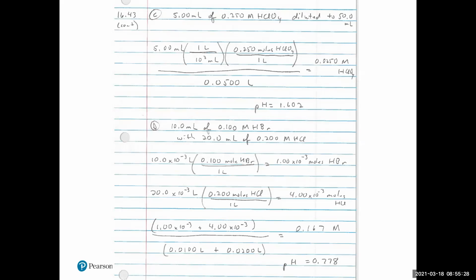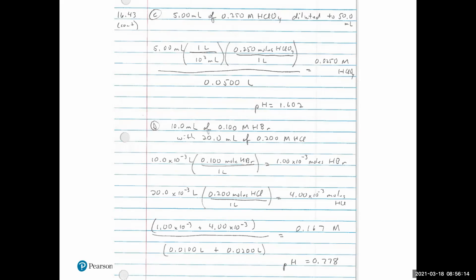Then in the denominator, we're told that it was diluted to a total of 50 mils. So our total volume is going to be 50 mils. Once again, we slide that decimal place 3 spots to the left, and that gives us 0.050 liters. And so then if we go ahead and do that math, we get 0.0250 molar as our molarity. Once we have that, once again, it's a strong acid. So our hydrogen ion concentration is the same as that HClO4 concentration. And then we would do minus the log of that value to get our pH value. In this case, 1.602.